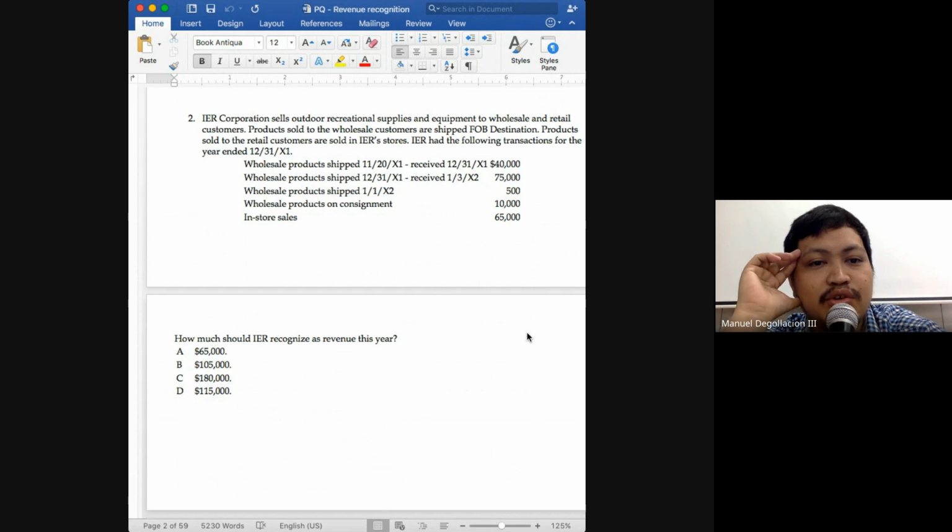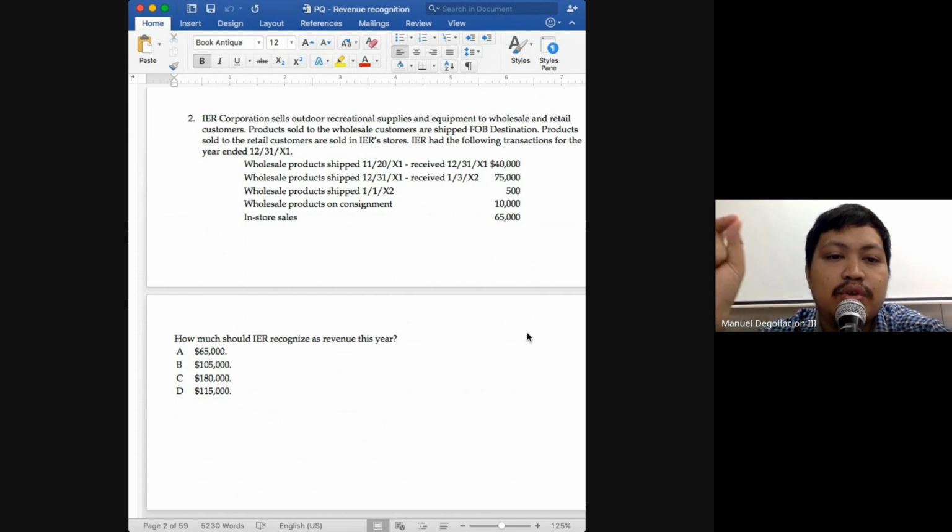Wholesale products on consignment. As you should recall in your intermediate accounting class, in your topic on inventory, are goods out on consignment considered sold, class? The moment they are given to your consignees, are they considered sold? The answer is no. The arrangement under consignment is you continue to be the owner of the goods. If it is not sold, it is even going to be returned to you.